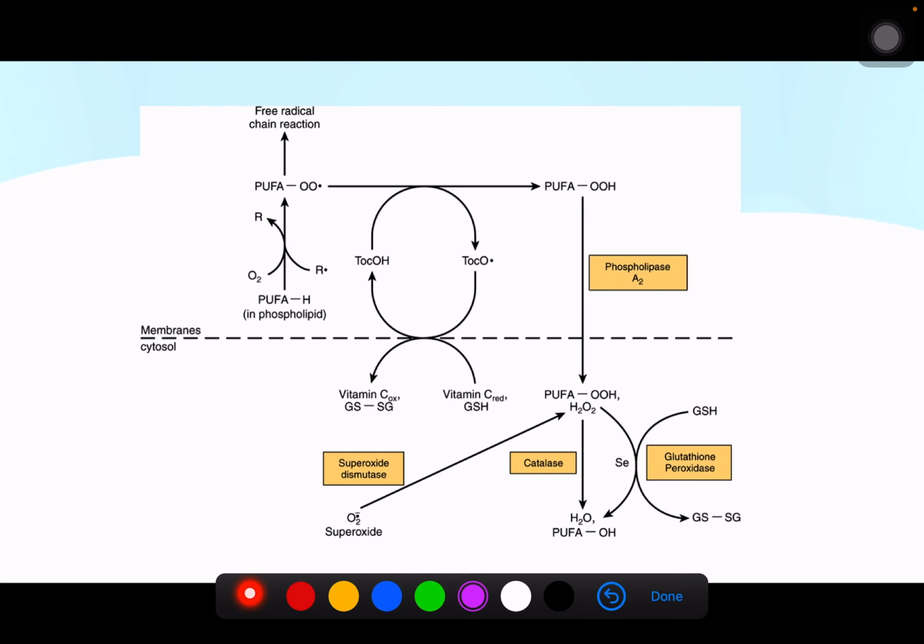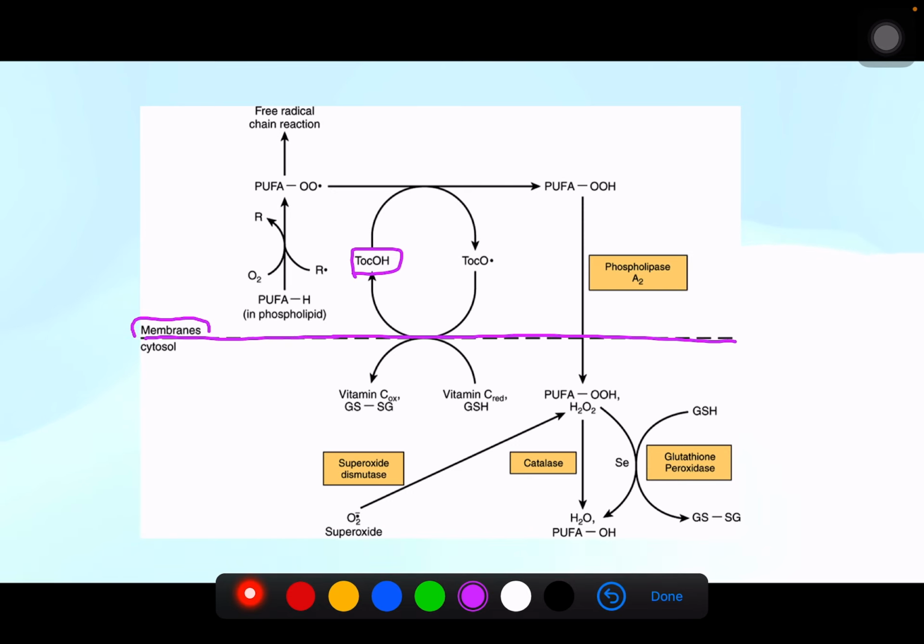So look at this. Now the free radical is generated. This is the cell membrane. So outside of this, in the cell membrane, what happens? Your vitamin E acts. So the action of vitamin E is on the cell membrane.